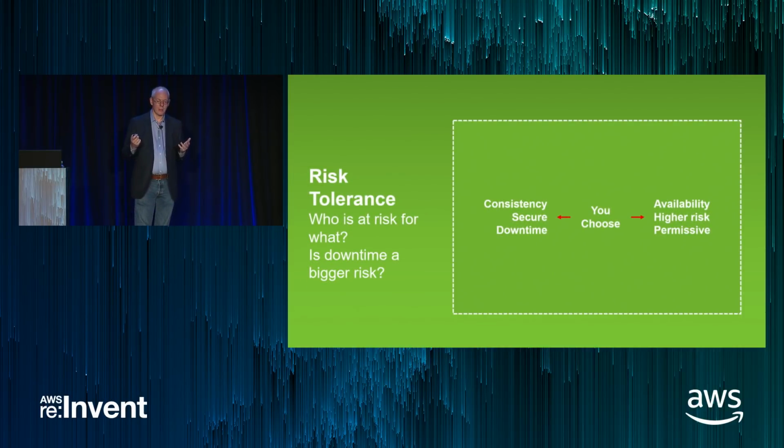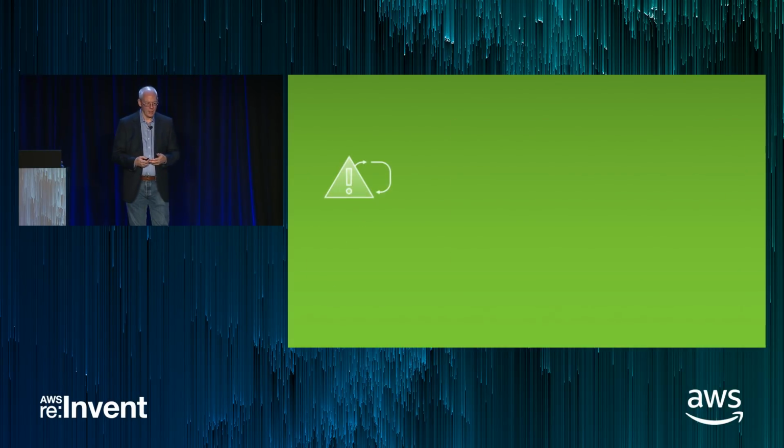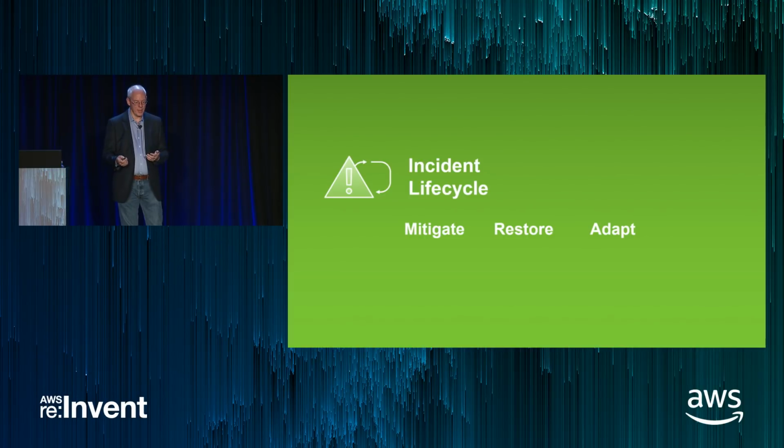So the risk tolerance. Who really is at risk for what? Is downtime a bigger risk than consistency? There's this whole idea: do you want consistency or do you want availability? Those of you who know the CAP theorem, this is kind of why it bites you. You have to figure out what to do. If it's okay to be down because you need to be consistent, that's fine. But quite often people pick consistency when they really needed availability and they just hope they're going to get away with it. And then you have this incident life cycle where you need to mitigate, restore, and adapt.